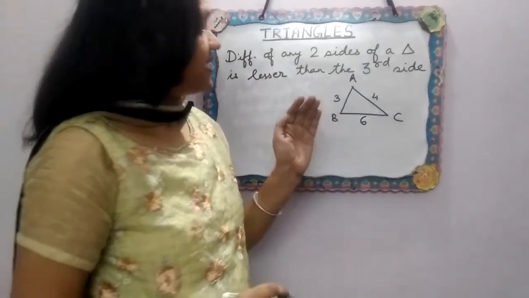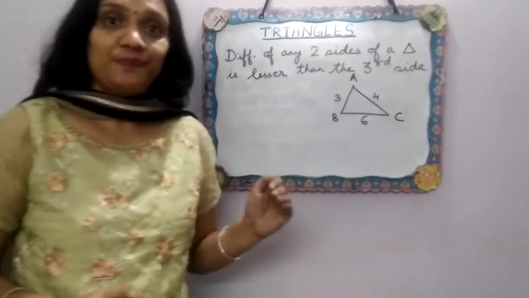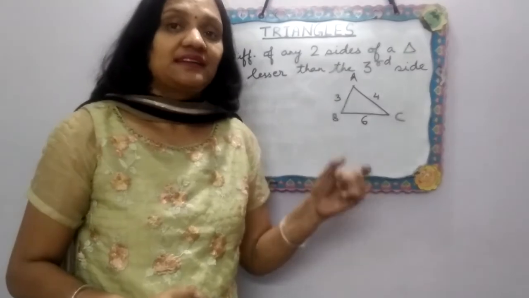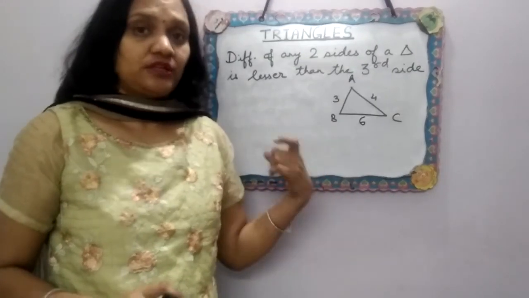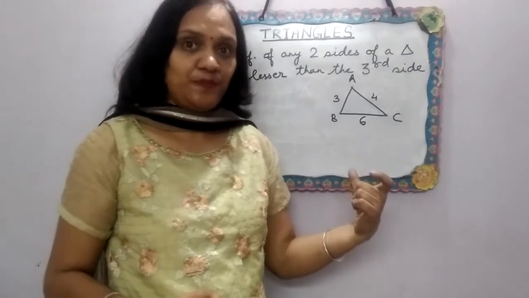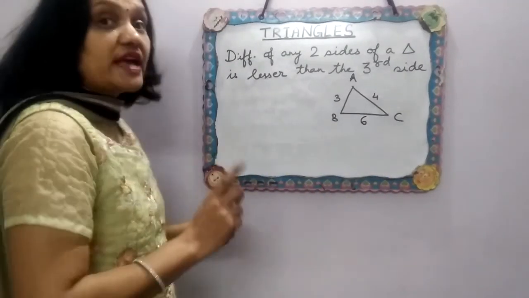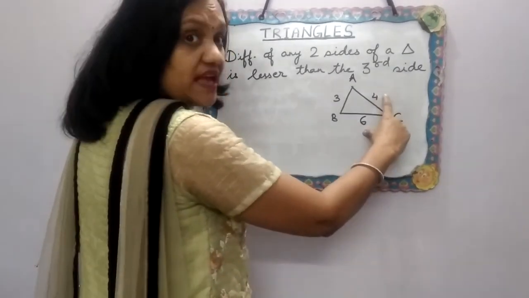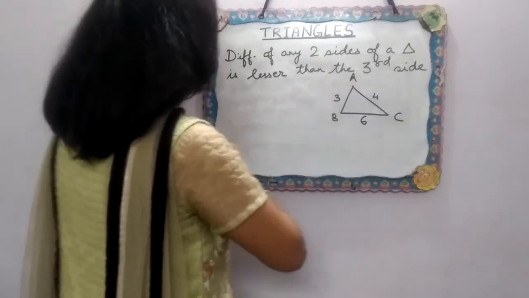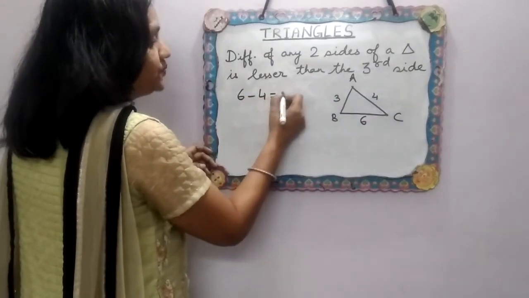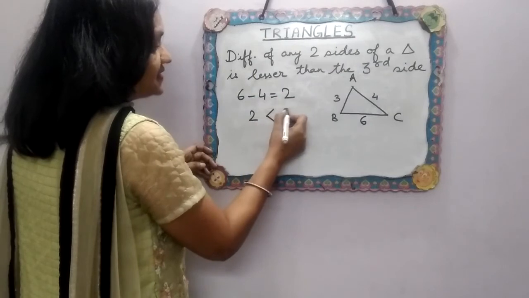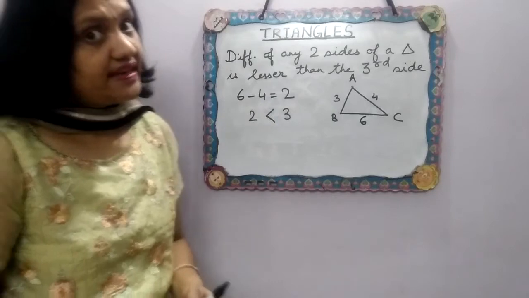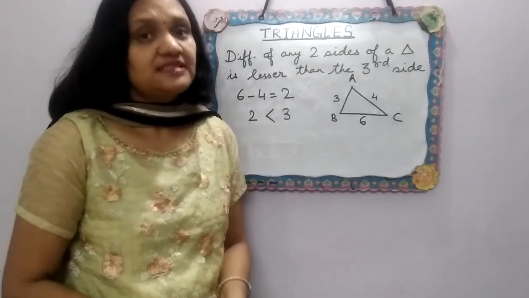So in this case, again you may check all the 3 pairs, or you directly take one pair. If that condition is satisfied for that pair, your work is done. So which 2 sides will you take in this case? If we are talking about difference, take the greater 2 sides. So the greater 2 sides are 6 and 4. 6 minus 4 is equal to 2. Is 2 less than the third side 3? Yes, 2 is less than the third side 3. So a triangle is possible.